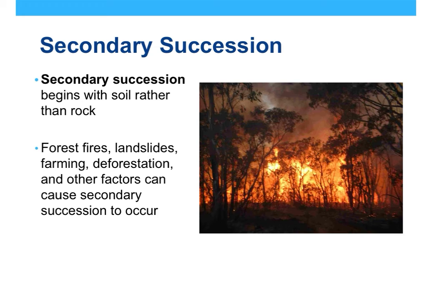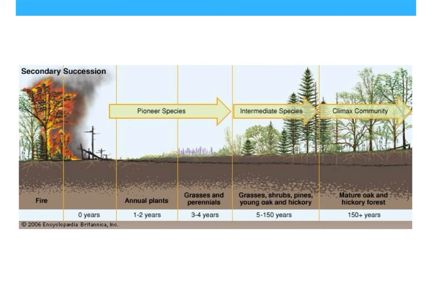For a desert, it's going to be when you have cactus come in. All right, so the climax community is dependent upon what the biome is. So this shows you secondary succession. So you have a disturbance, in this case it's the fire, but it left soil intact. So then you have your annual plants.